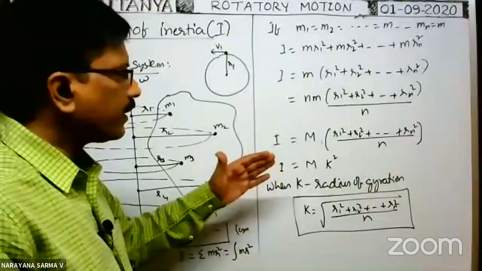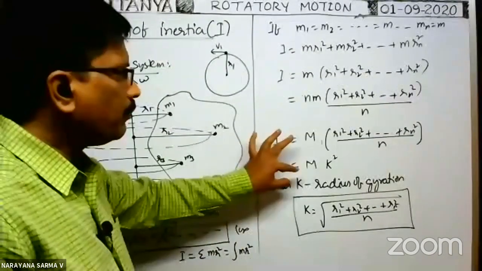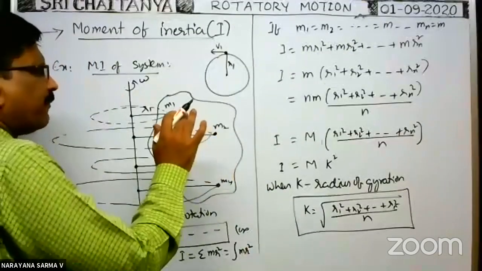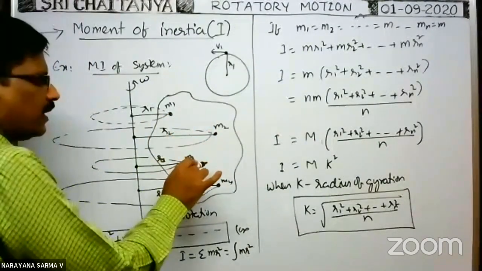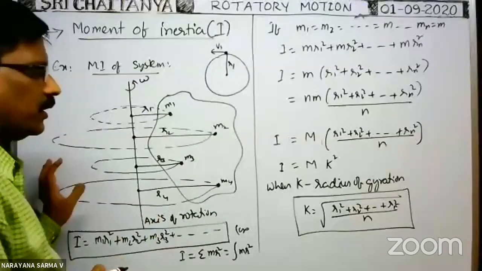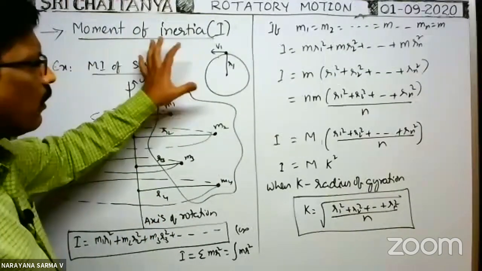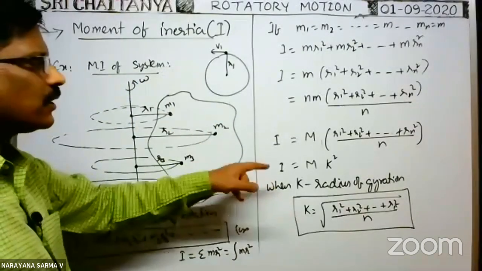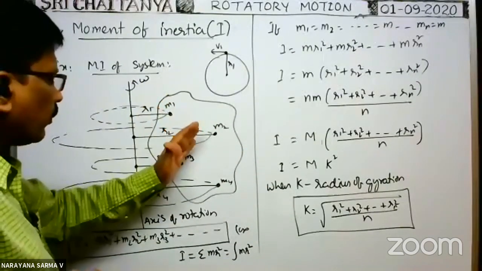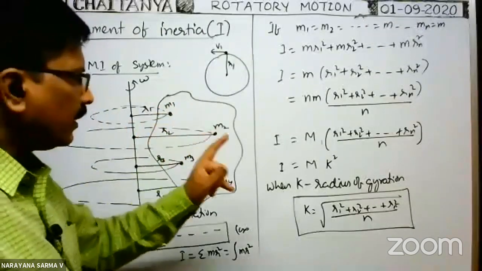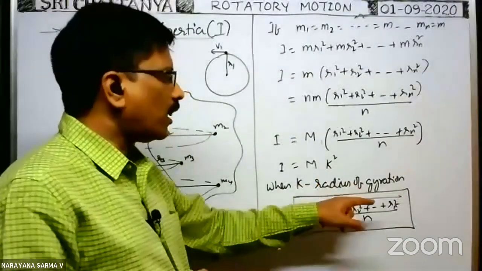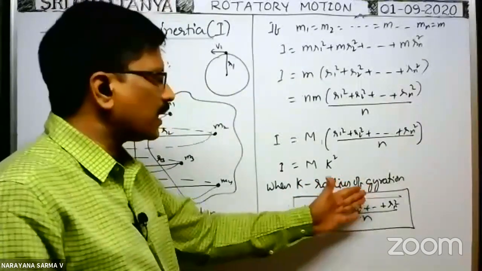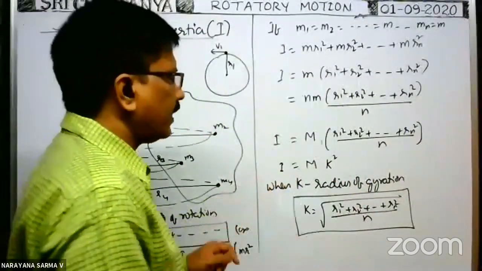So how can we define the radius of gyration? What is the importance of radius of gyration? Different particles in a rigid body lie at different distances from the axis of rotation. The effective distance of all the particles in a body from the axis of rotation is called the radius of gyration. That effective distance is equal to the square root of the mean of squares of the perpendicular distances of all the particles from the axis of rotation.